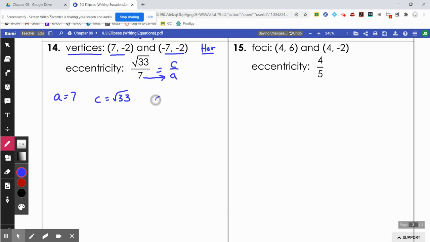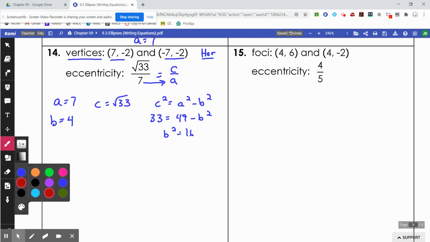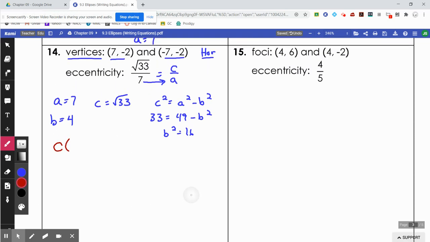And we can use the fact that c squared equals a squared minus b squared to find my b. So that's going to be 33 is equal to 49 minus b squared. b squared is 16, so my b value is 4. So let's now find our center. We haven't done that yet. So there's our a, b, and c. For the center, we add our vertices: add your x's, divide by 2, add your y's, divide by 2. So my center is located at (0, -2).